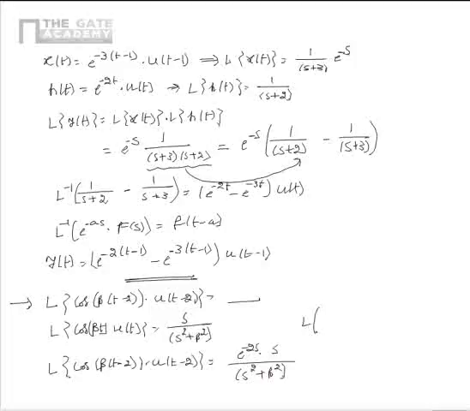This is because Laplace transform of f of t minus a, where f of t is a one-sided function, is e power minus as into F of s, where F of s is Laplace transform of f of t. So from this we see that the answer of the given problem is e power minus 2s into s divided by s square plus beta square.